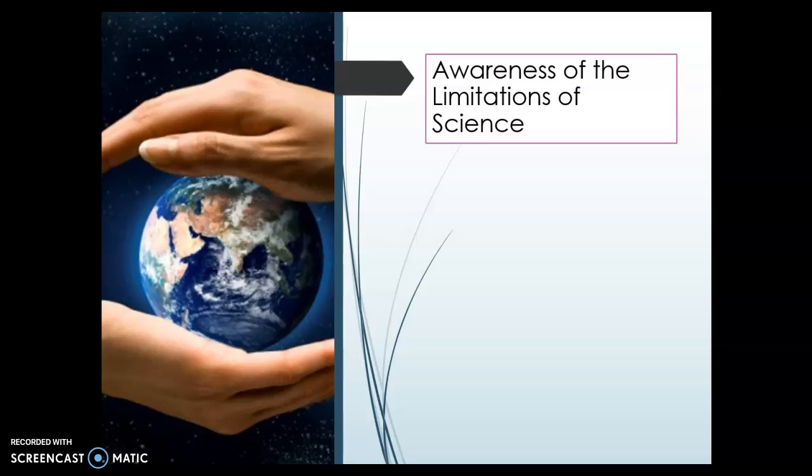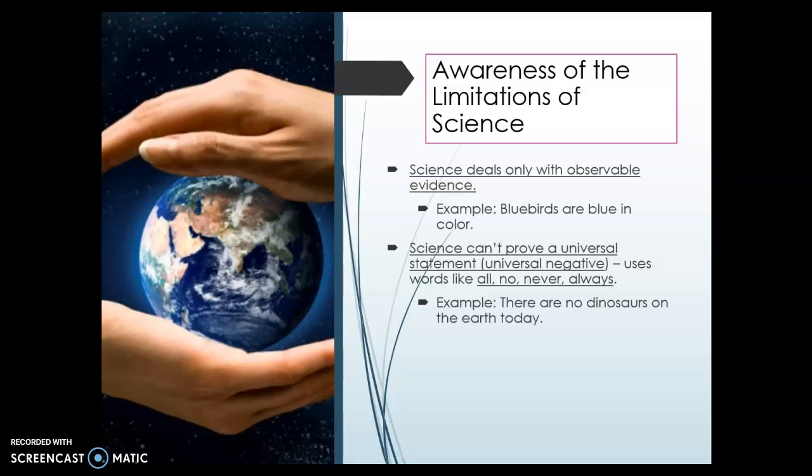Remember, we said another part of caution is this awareness of the limitations of science in addition to our observations. So let's talk about those limitations very briefly. We know that science deals only with observable evidence. Example, bluebirds are blue in color. Science can't prove a universal statement or a universal negative. They can't use words like all, no, never, and always.